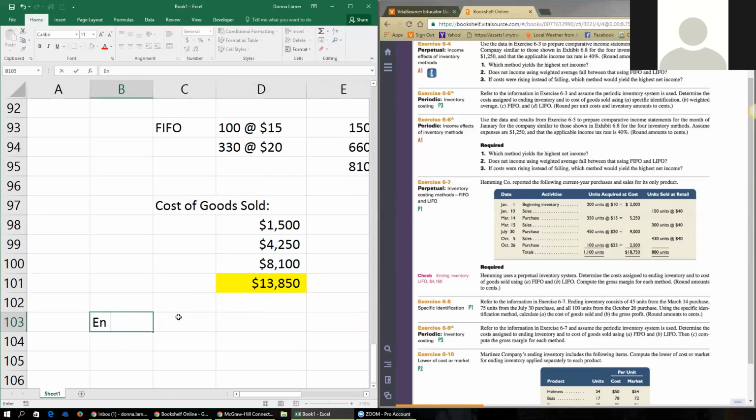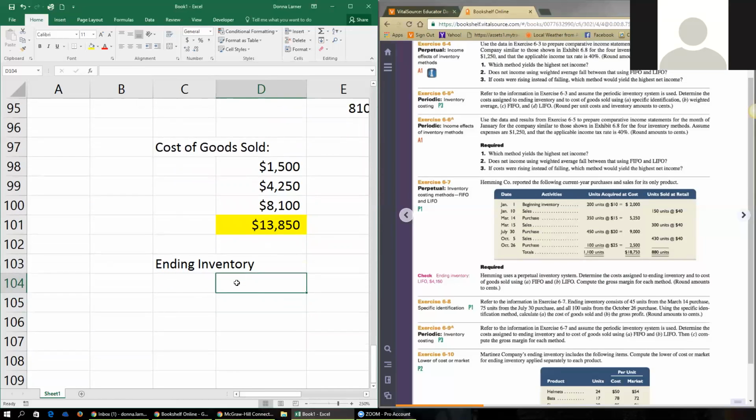And what's left in ending inventory, in other words, the stuff that didn't get sold, we'd have to go back through. Well, we sold all the purchases of March, and we sold a bunch of the July, but not all of them. We sold 330 of them, so we'd have 220 left. 220 at $20, and we'd still have the 100 at 25.